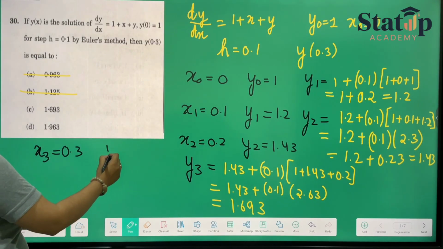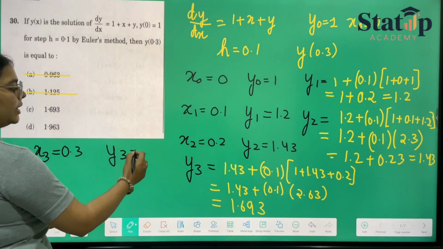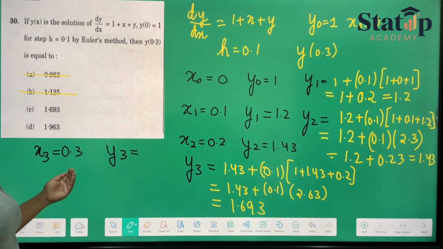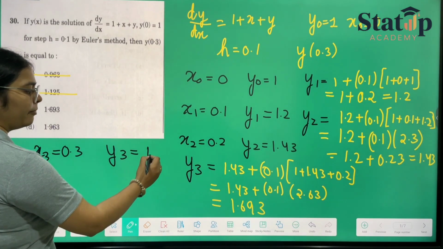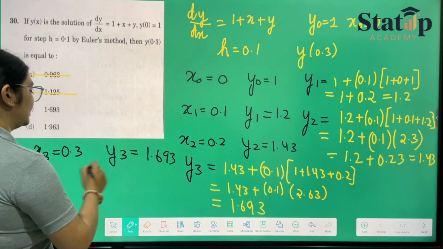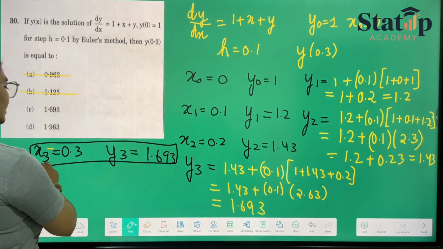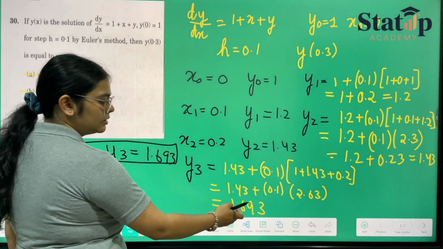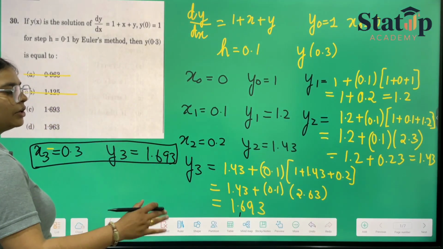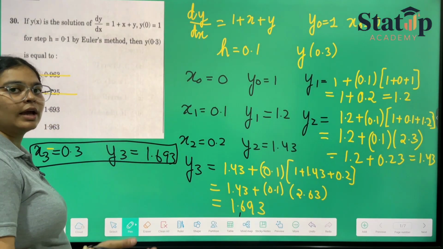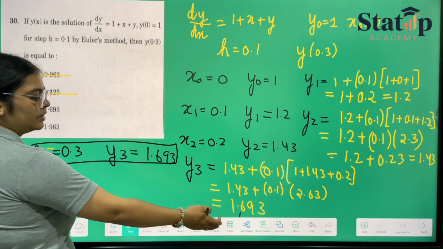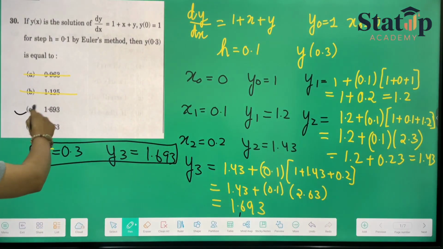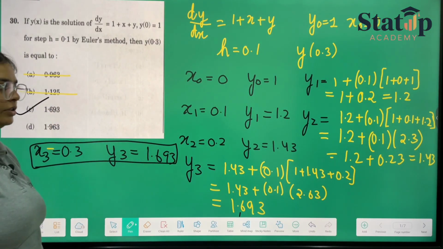Now the fourth iteration will be x3 at 0.3. Here the value of y3 will be taken as the value corresponding to x3 as 0.3. y3 is nothing but 1.693. This step we don't have to write in the examination. As soon as we get our answer as y3, we know that the next iteration will be at x equals 0.3. So this is our answer, which is option C, 1.693.